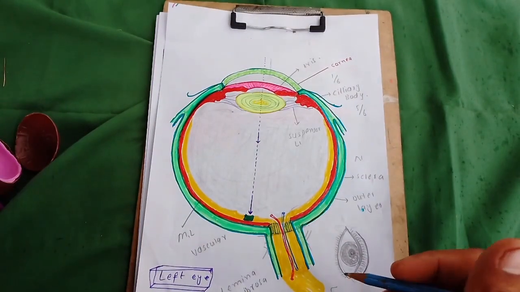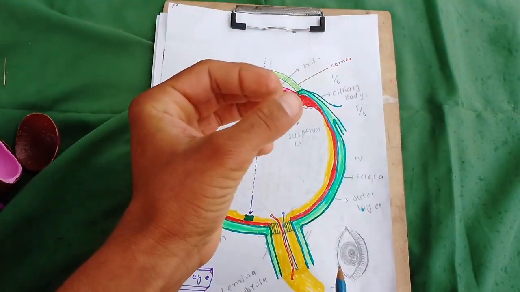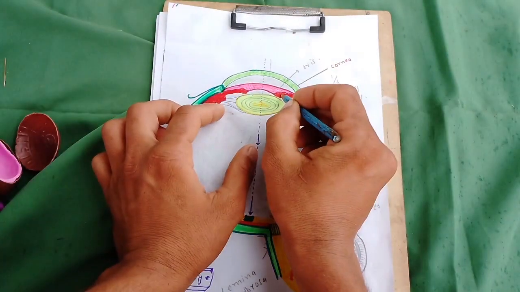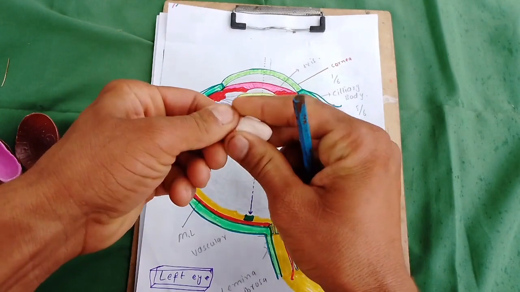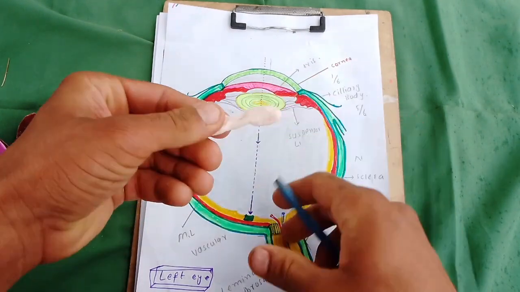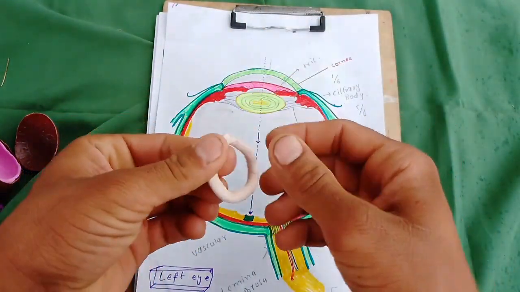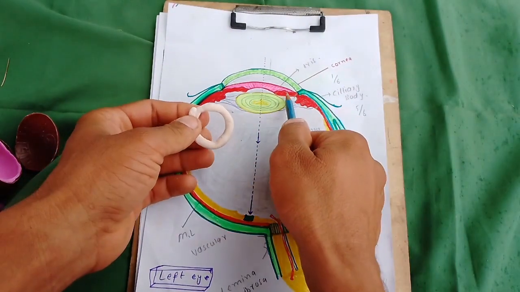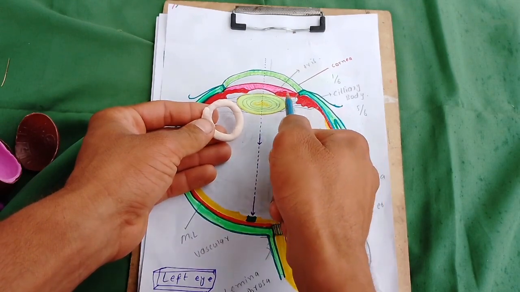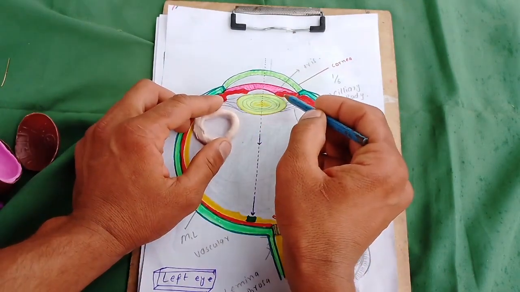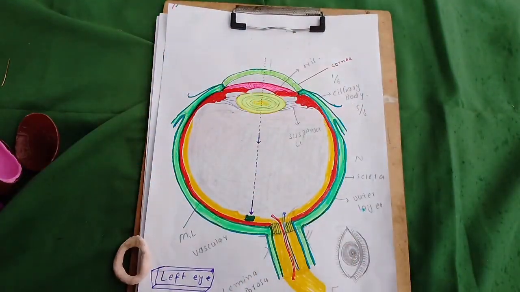So the function of the iris is to control the amount of light entering the eye. This is the iris. It consists of circular muscle and longitudinal muscle, which go in this direction, and the circular muscle is present here. When the muscle contracts, just like this one.